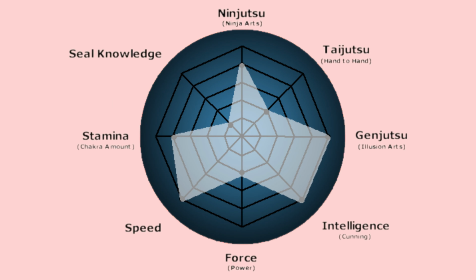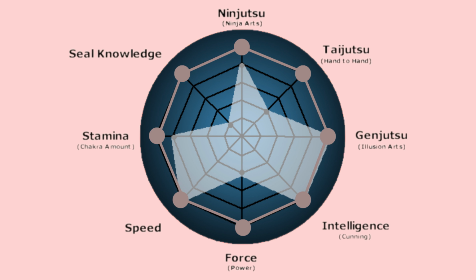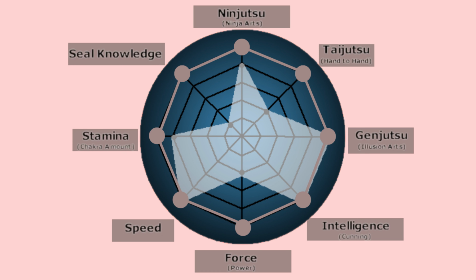Let me show you an example of the skill web I referenced while coding this project. You'll notice that 1, the skill web forms an octagon with 8 vertices and 8 edges. 2, there are multiple smaller octagons nested inside of the larger one. And 3, each vertex connects to a skill. And since there are 8 skills, the shape is an octagon.